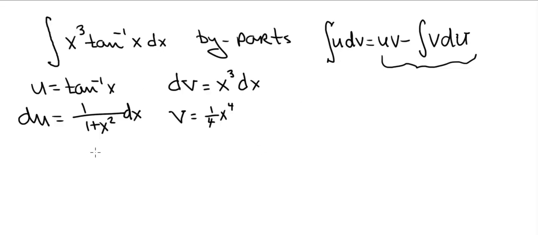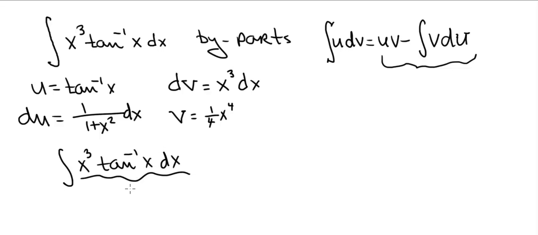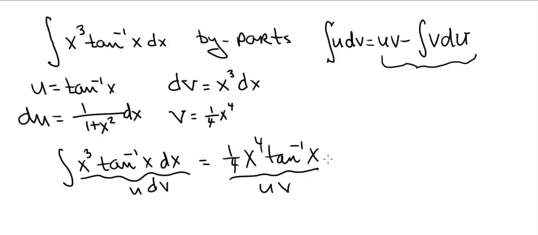This integral will equal u times v. So let's rewrite it. The integral of x cubed inverse tangent of x, that's our u dv integral, is equal to u times v. With this u and this v, this is 1/4 x to the 4th times inverse tangent of x, minus the integral of v du, which is 1/4 times the integral of x to the 4th divided by 1 plus x squared.